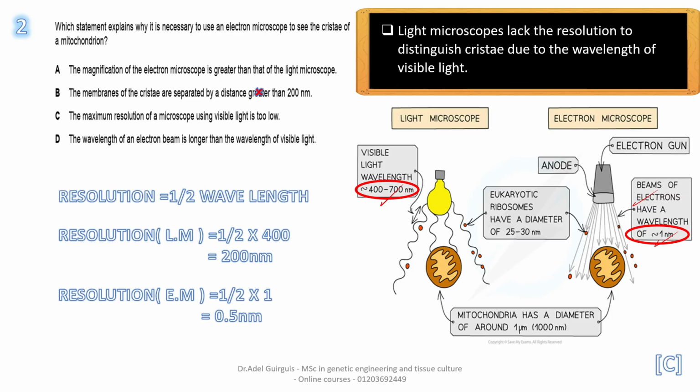Let's check letter D. The wavelength of an electron beam is longer than the wavelength of visible light. According to our discussion, the statement is wrong. What about the wavelength of light? It starts from 400 nanometers, while that of the electron beam is approximately 1 nanometer.